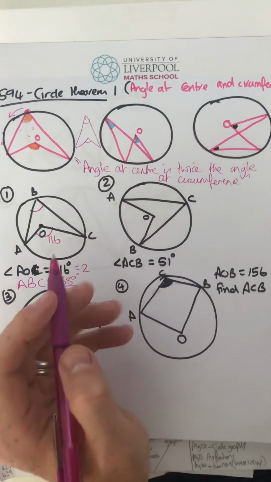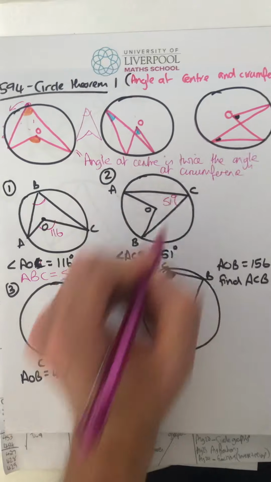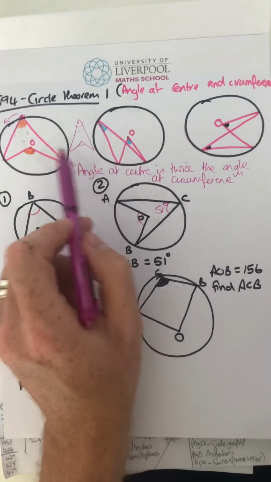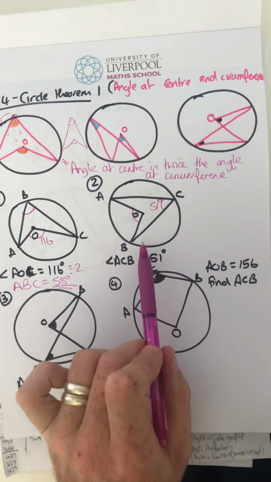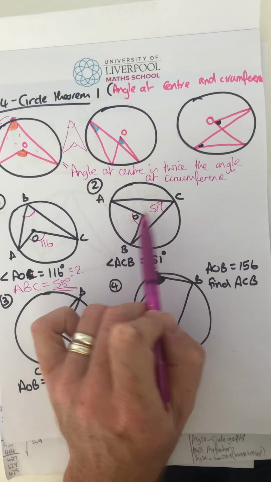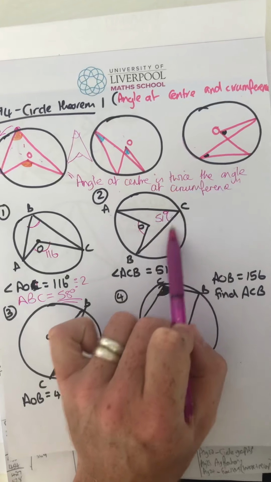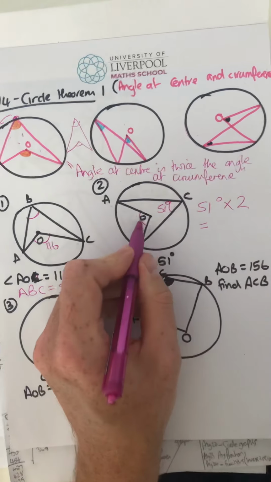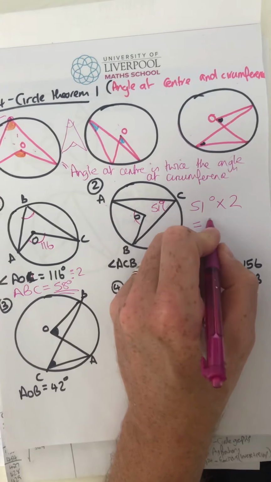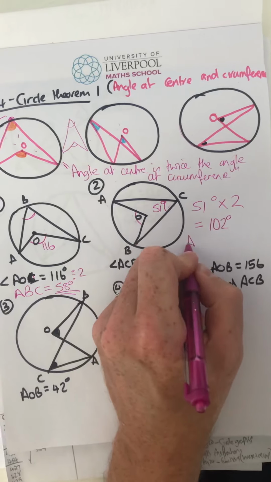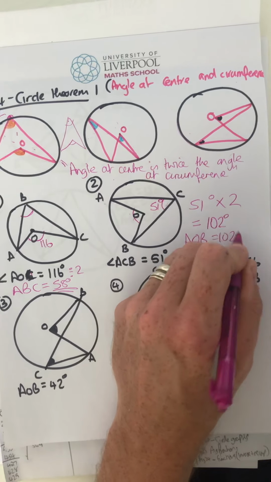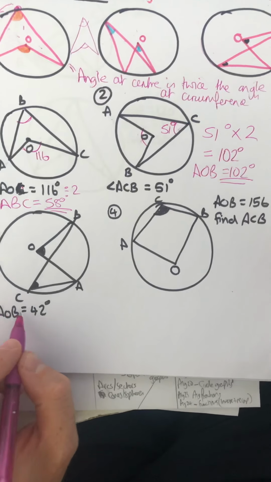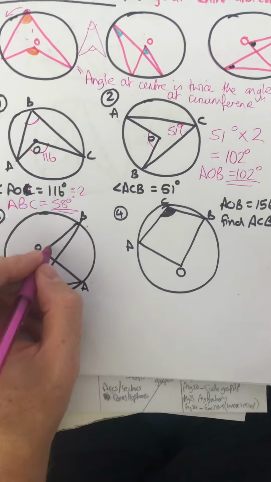Next one, ACB. So ACB, this one's 51. So again, you can see the shape. It's this one and this one that are linked together. It looks like one of these three. The angle at the centre is twice the angle at circumference. So this time, this is 51. So we do 51 degrees times 2. That will get the angle at the centre, which is AOB. So AOB is 102 degrees. Done.